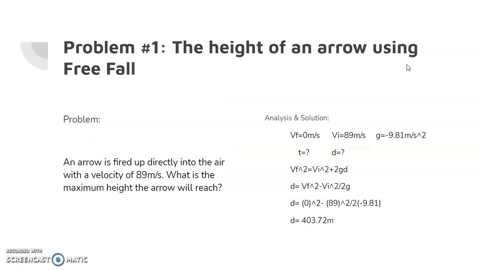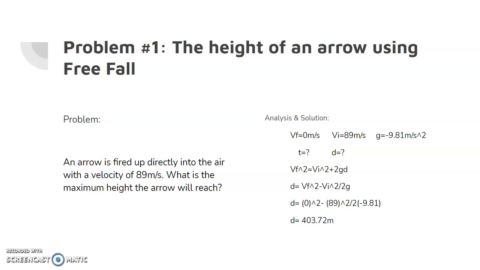So let's analyze the problem since we now know the concept. An arrow is fired up directly into the air with a velocity of 89 meters per second. What is the maximum height the arrow will reach? So we know the final velocity is 0 meters per second once it reaches its maximum height. Its initial velocity is 89 meters per second, and we know the force of gravity is negative 9.81 meters per second squared. We do not know the time, nor the maximum height, which is d.